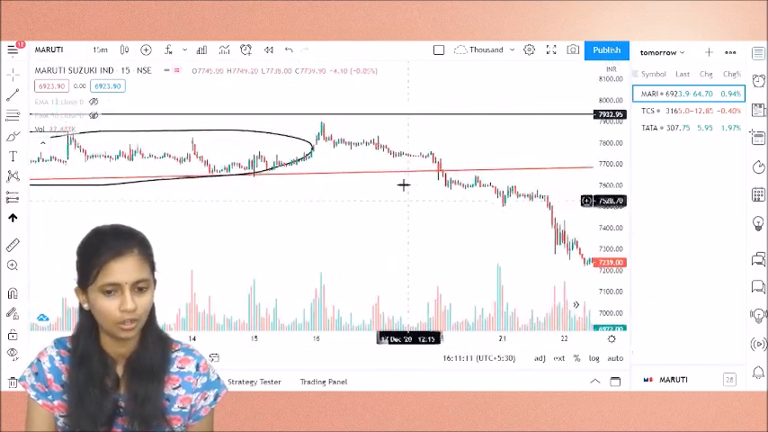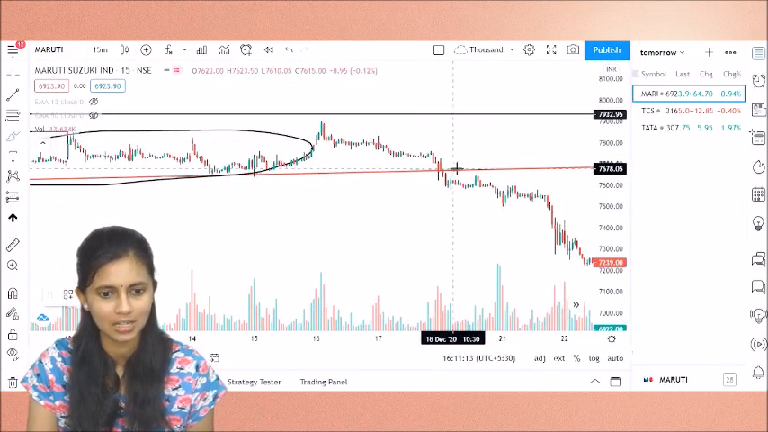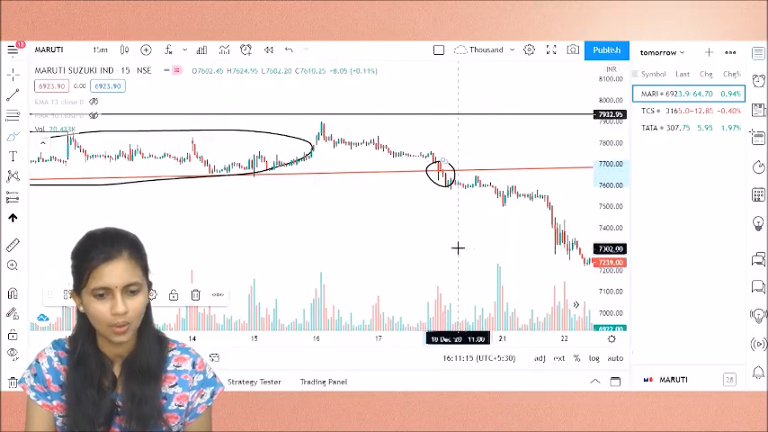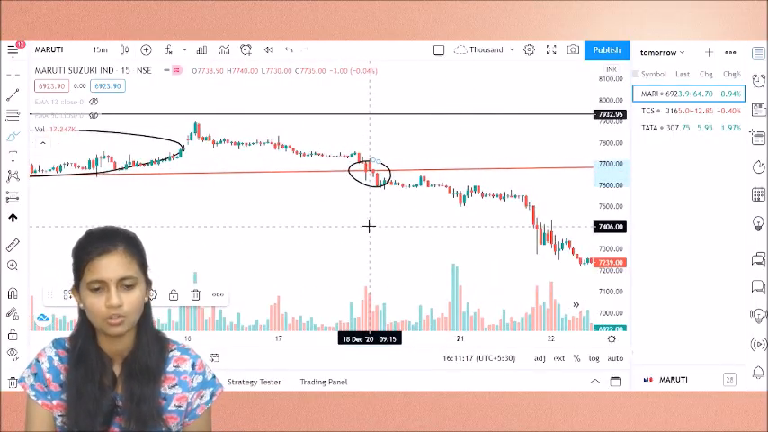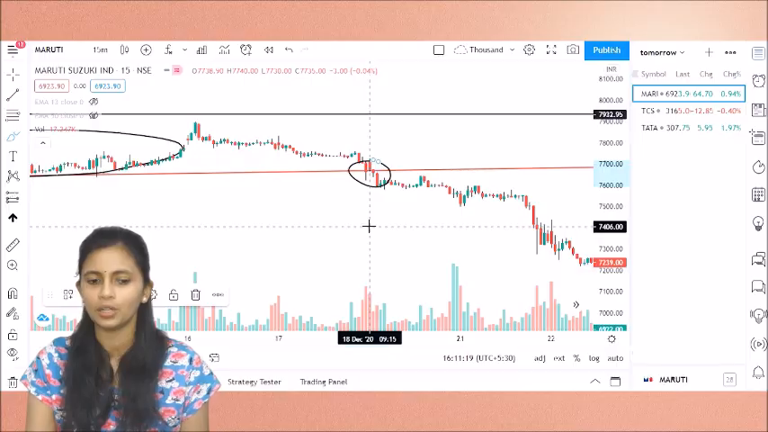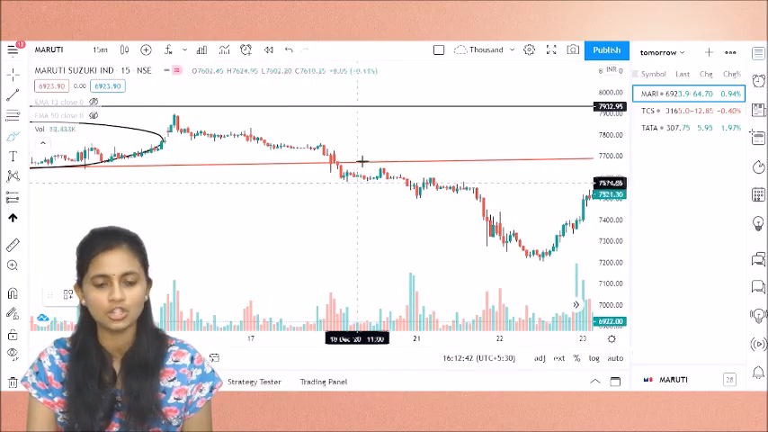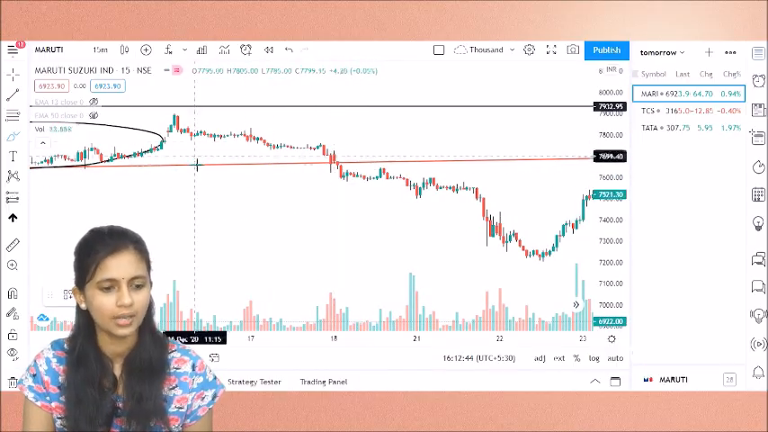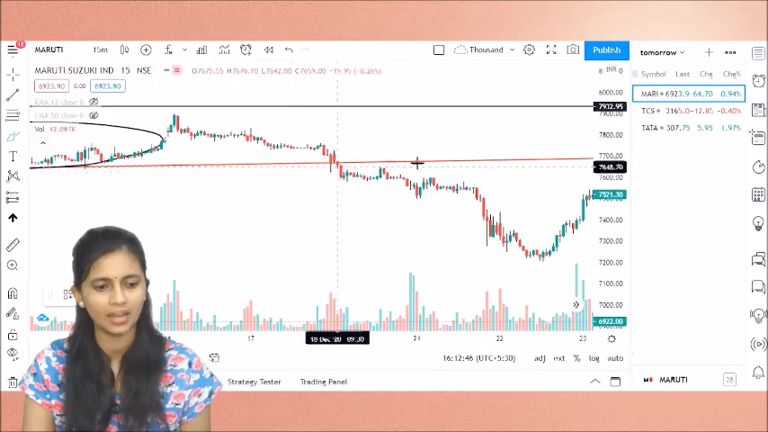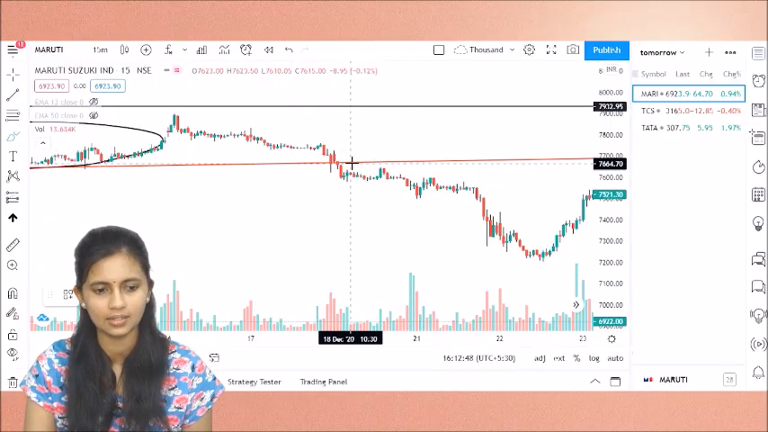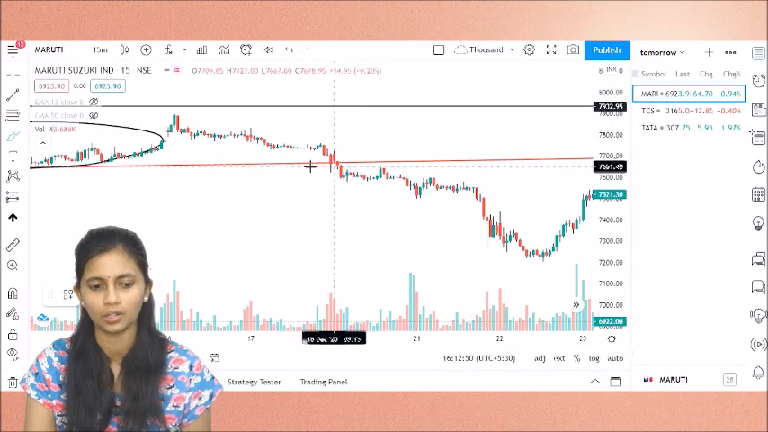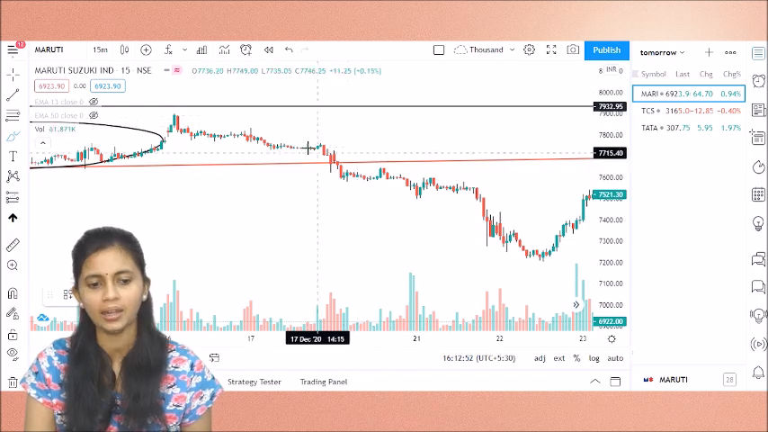So if you move forward, you can see this line is broken over here. So once you find such breakouts or breakdowns, you can go for trading based on any of the strategy which you apply. So here you can see the candle after some time broke this line, right? This was our trend line and that line is broken. Once this line is broken, you can apply your strategy.